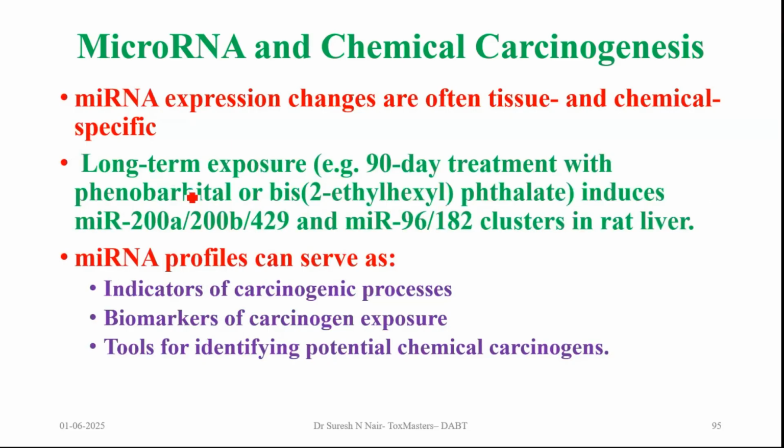Okay, and this miRNA profile is another method where we assess the possibility of carcinogenicity, because they are indicators of the carcinogenic process. They are biomarkers of carcinogenic exposure, and they are tools for identifying potential chemical carcinogens. For example, long-term exposure treatment with phenobarbital or phthalate induces these miRNAs. So when these miRNAs are elevated, that indicates that the carcinogenesis of phthalate or phenobarbital is about to occur. Okay, so that is what you call biomarkers.